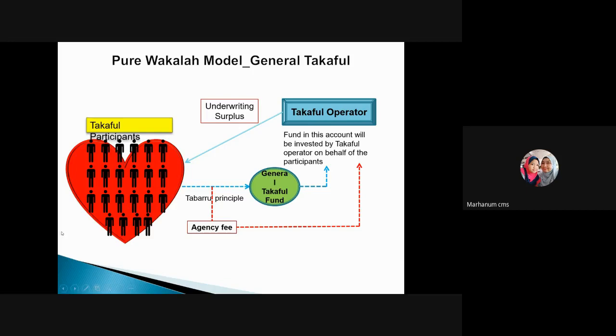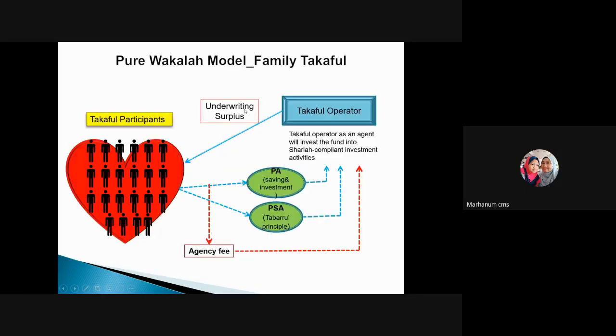And then the balance, let's say 100 ringgit minus 40 ringgit, so 60 ringgit is the balance, will be channeled into the risk fund here. The risk fund will be invested by the Takaful operator. Any profit from the investment will be channeled back to the Takaful fund here for general Takaful. For family Takaful, the investment here will be given back to the individual participant, if the participant has made any saving and investment.